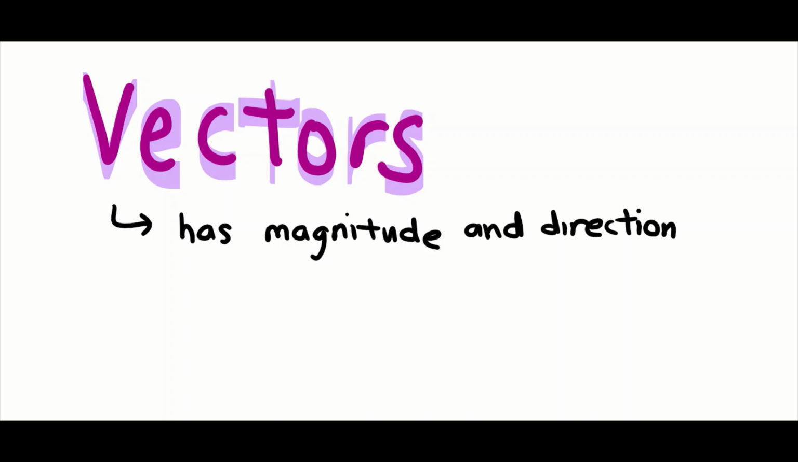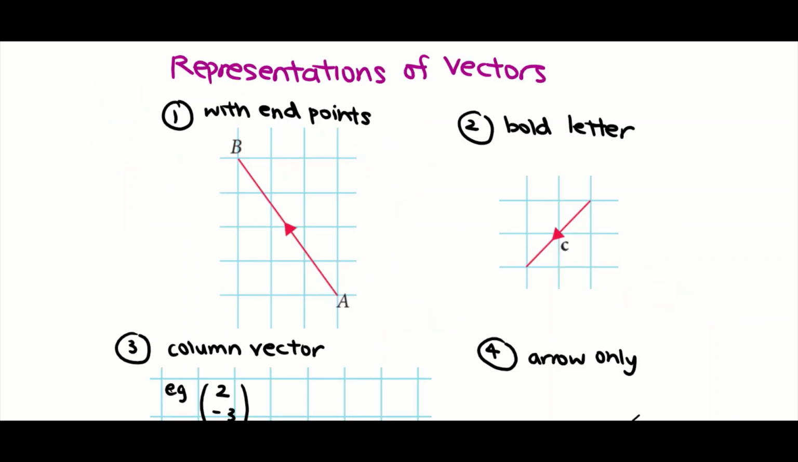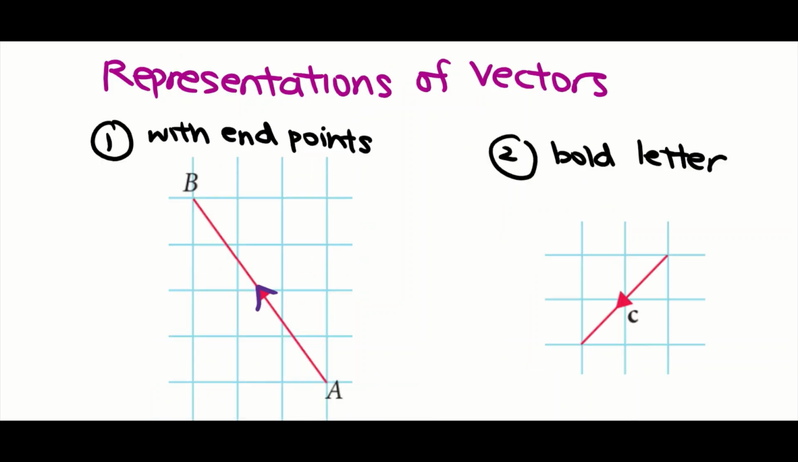When we come to vectors, vectors have magnitude and direction. What is magnitude? Magnitude refers to the length or distance. A vector also has a sense of direction. It will tell me that it's going from where to where.